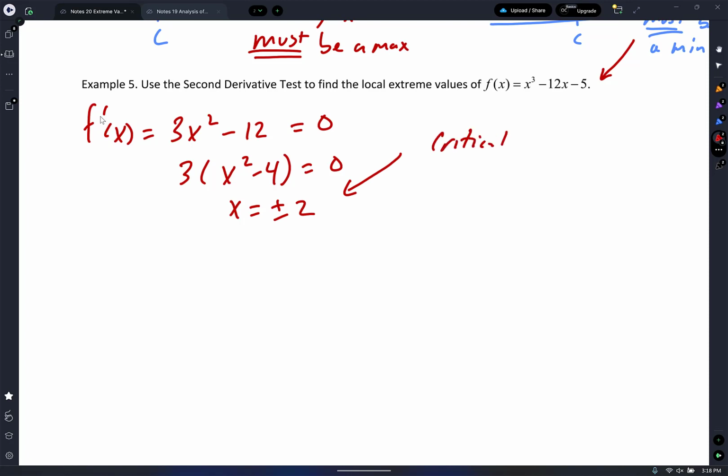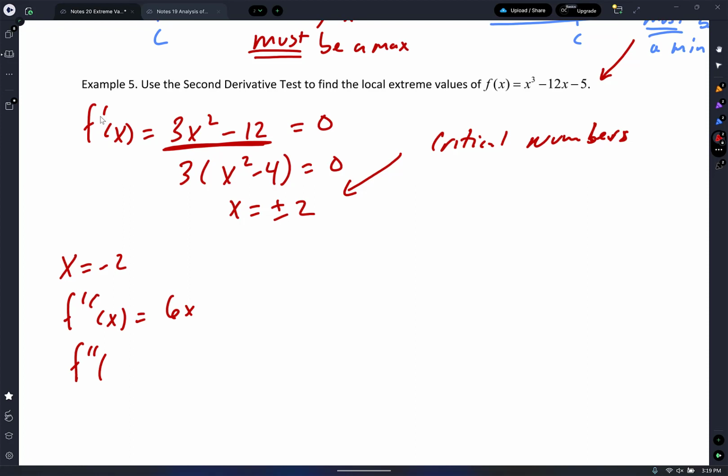Critical numbers. Are we okay? All right, next. I want to know, is that critical number a max or a min? So I go, okay, let's try -2. F prime prime of x equals, I'm taking the derivative again of the 3x squared minus 12. What's the derivative of 3x squared? 6x. So f prime prime of -2 is 6 times -2, which is -12. That's a negative number.